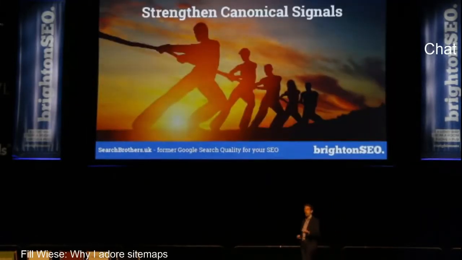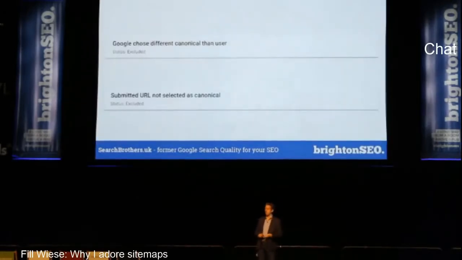It also strengthens our canonical signals, which is actually quite important so we can avoid messages like these. They help us communicate a consistent preferred URL to search engines like Google.